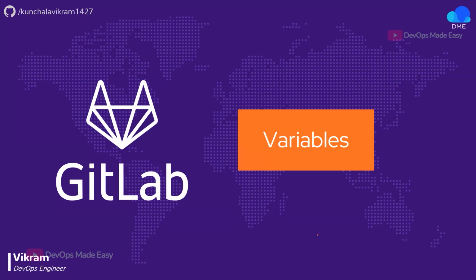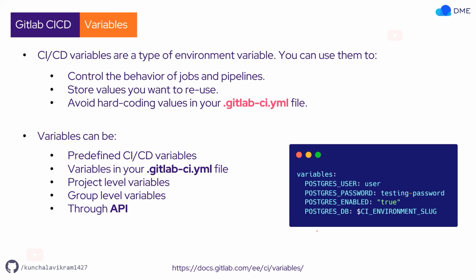Now let's talk about variables, because variables are very much required in order to use them across the pipelines in multiple places. Variables can be defined in multiple places in GitLab. Even in the case of Jenkins, you can define them in the secret section. You can define them in the Jenkinsfile.